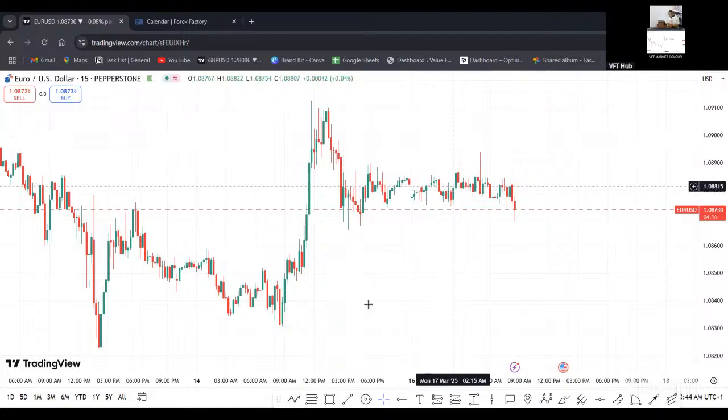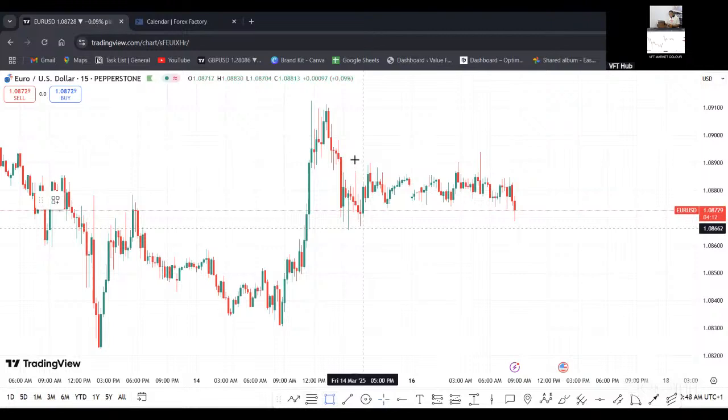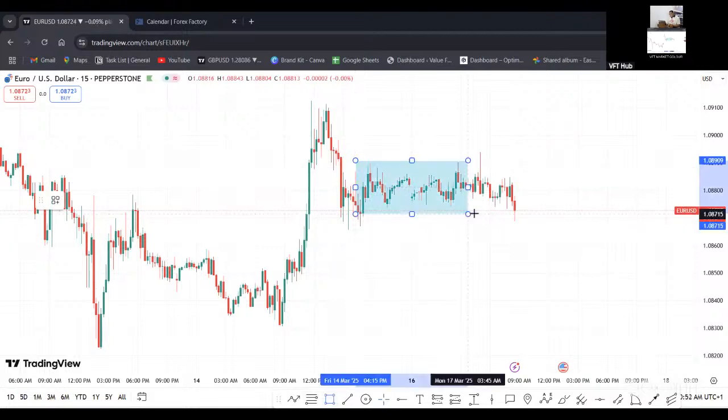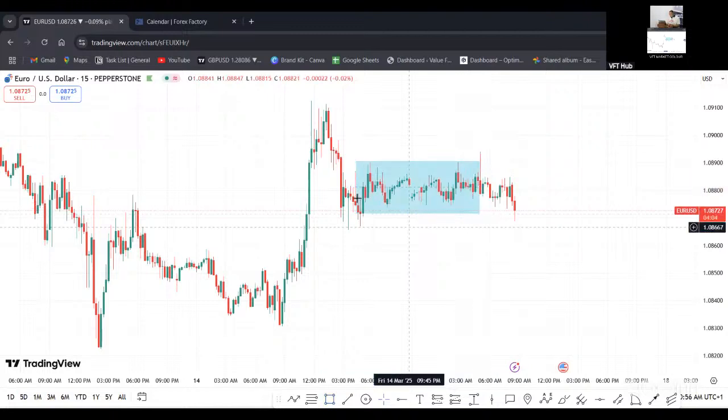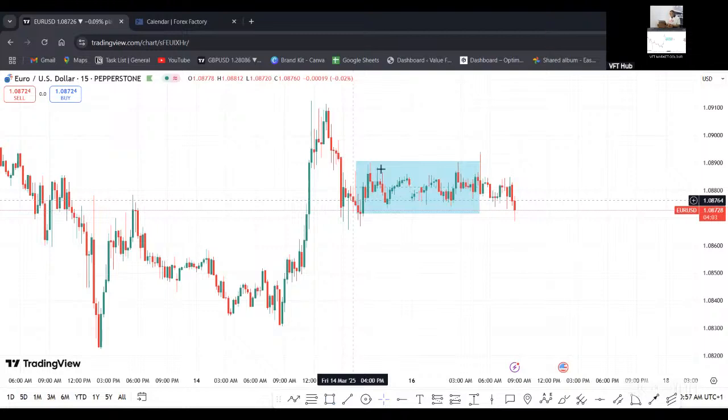Currently, if you remember what I've been teaching you in the last couple of weeks, I've been teaching you about the power of 3 concepts, where we would see a consolidation like this. When we see a consolidation like this, price ranging within a particular price point, this is the upper range, this is the lower range.